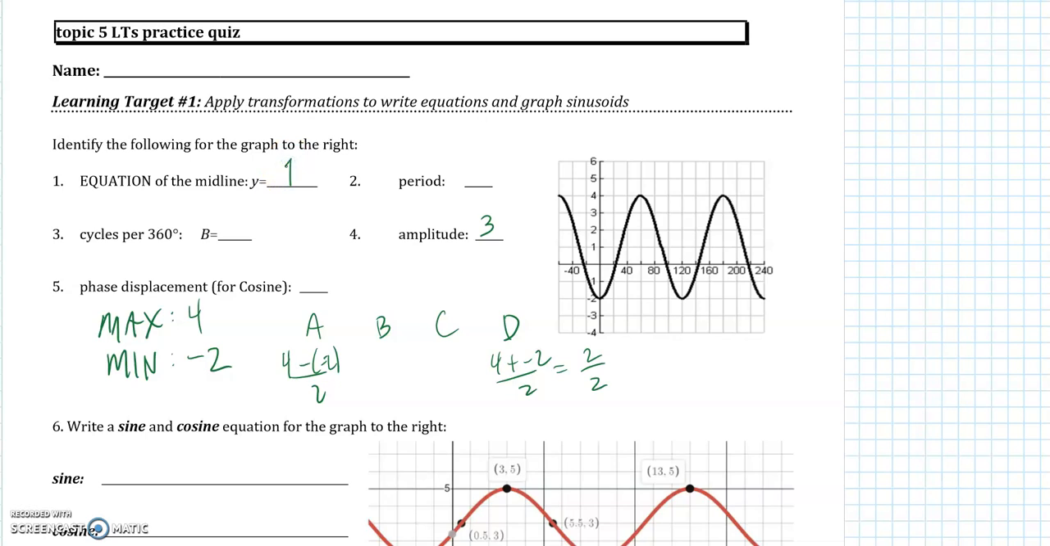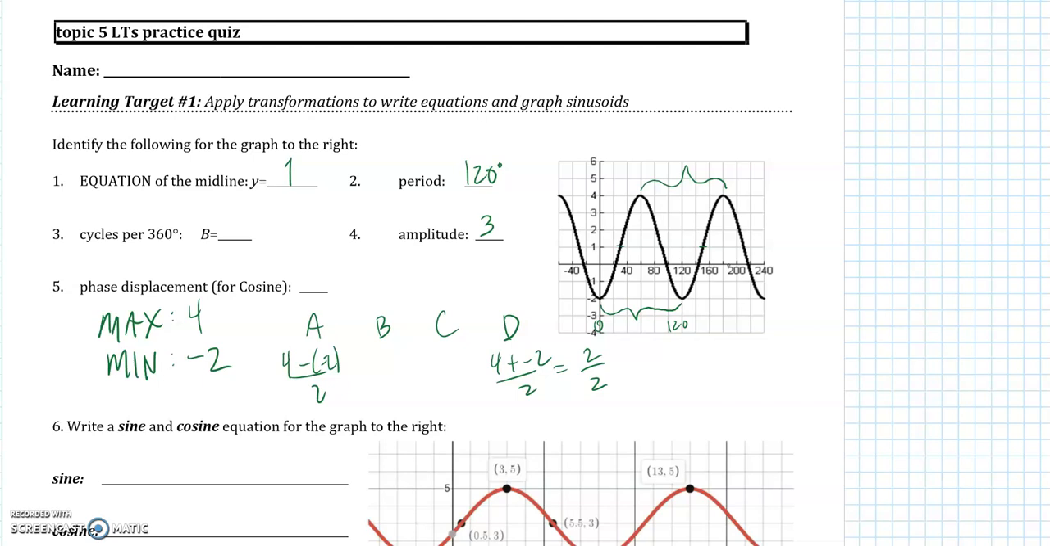Period is the horizontal distance that it takes to repeat a cycle. Essentially, horizontal distance of one cycle of this sinusoid. So in this case, I could look at a minimum to a minimum, or a maximum to a maximum, or midline increasing to midline increasing. The easiest one is probably the minimum to a minimum, and that looks like from 120 to 0. So the period will be 120 degrees. And I see from 60 to 180 from max to max.